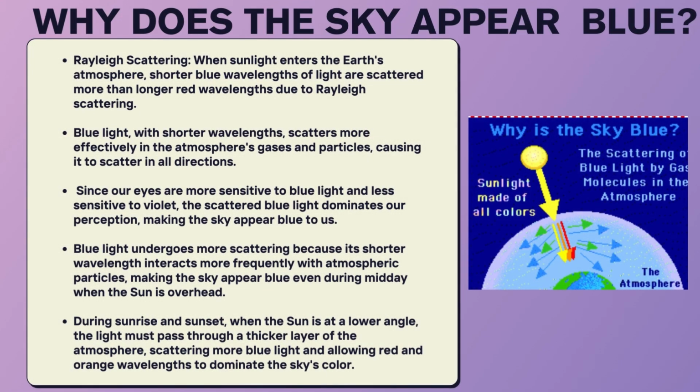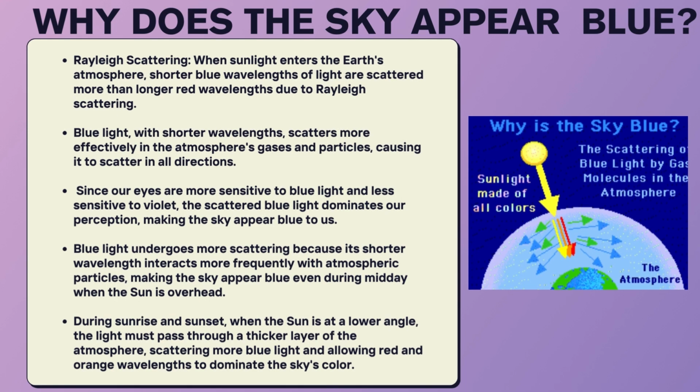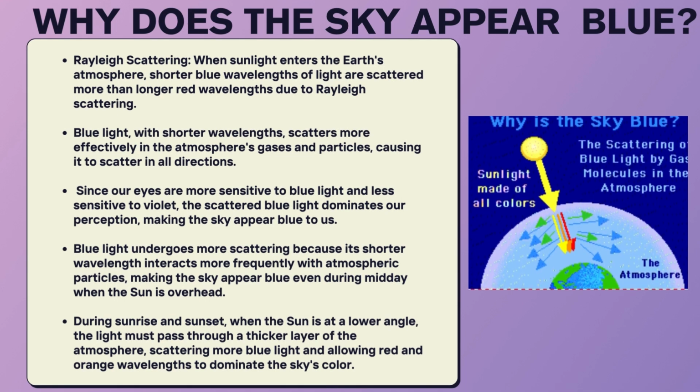Have you wondered why the sky appears blue? This captivating phenomenon is due to a process called Rayleigh scattering. The Earth's atmosphere is composed of gases and particles that scatter sunlight. Rayleigh scattering occurs when light interacts with particles much smaller than its wavelength, scattering shorter wavelengths of light.